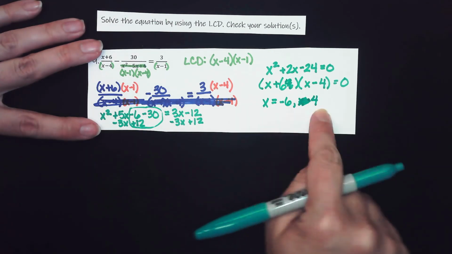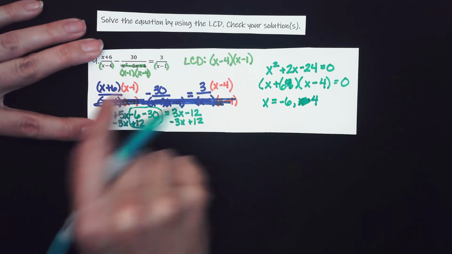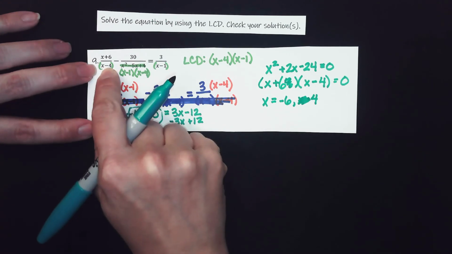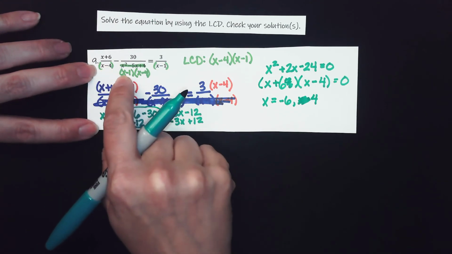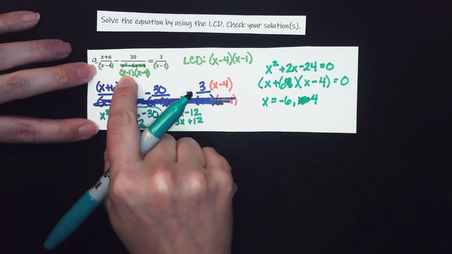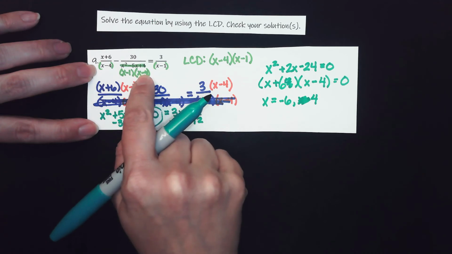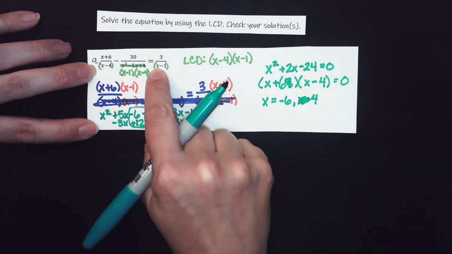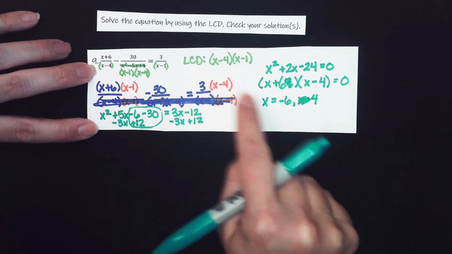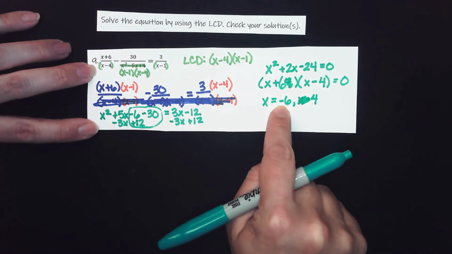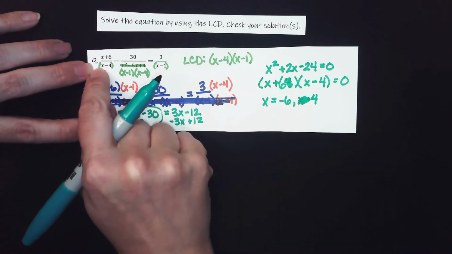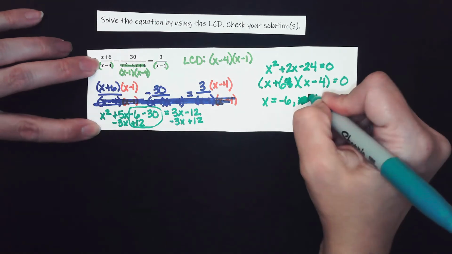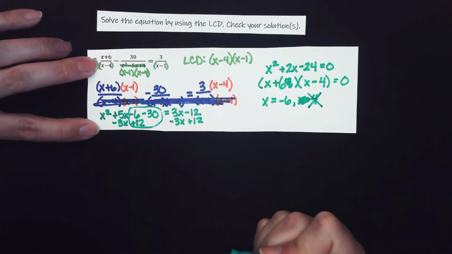And then we need to see if any of these turn any of our denominators to 0. So, let's check the negative 6. Negative 6 minus 4 is negative 10, so that one's good. Negative 6 minus 1 is negative 7. Negative 6 minus 4 is negative 10. Negative 7 times negative 10 is 70, so that one's good. And then negative 6 minus 1 is negative 7. So negative 6 is part of our answer, for sure. Let's check 4. 4 minus 4 is 0. So right there, we got a 0 denominator. This cannot be an answer. It's our extraneous solution.